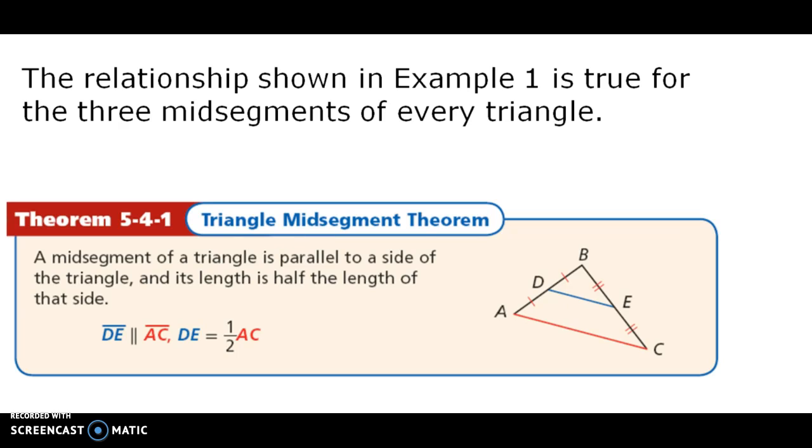And then there's 2 things that are really important about a mid-segment. So here, D to E is midpoint to midpoint. So that is one mid-segment. So we have side AC and we have mid-segment DE. And what are some things that seem to be true? Like if you had to take a guess, what does it look like?